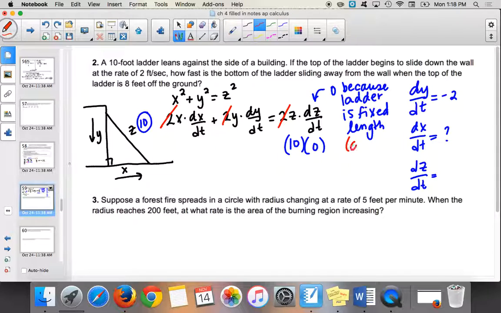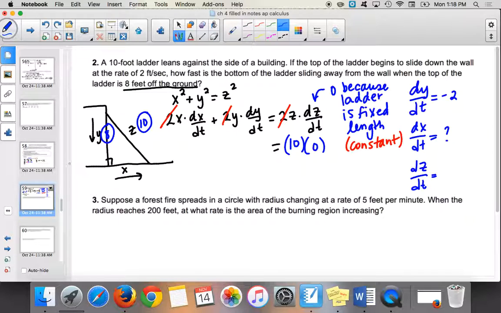Wait, so does that make the other side of the equation equal to 0 because z times dz? Well, we've got to solve for something, right? All right, so what do we know? So we know we have 10. We said, how fast is the bottom of the ladder sliding away when the top is 8 feet off the ground? So y is going to be 8.